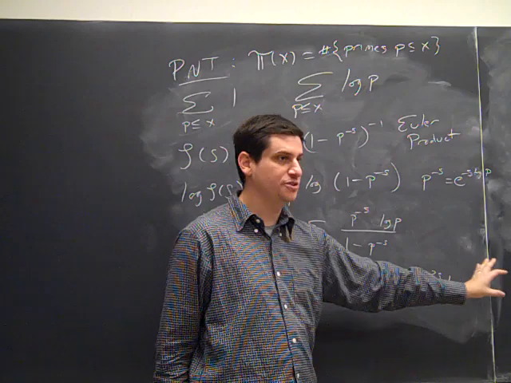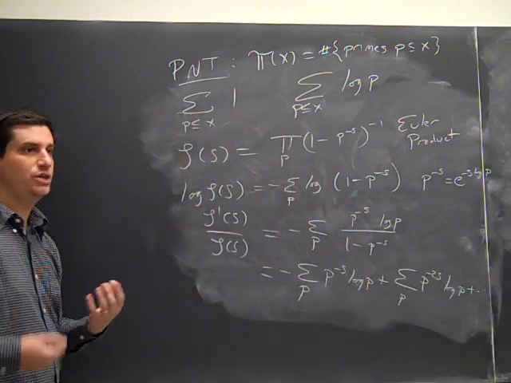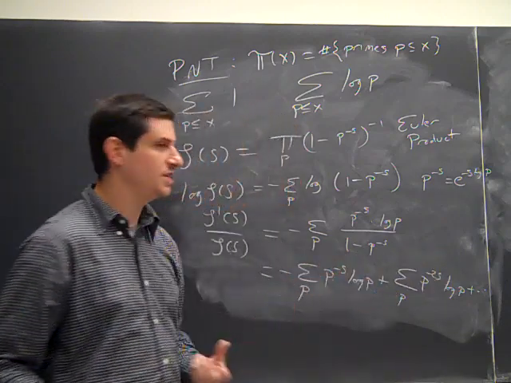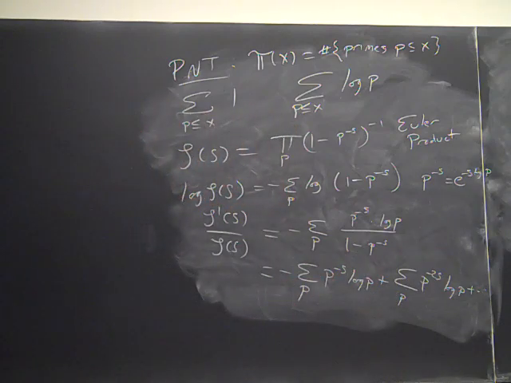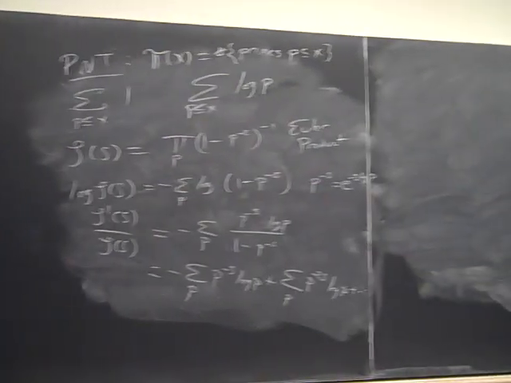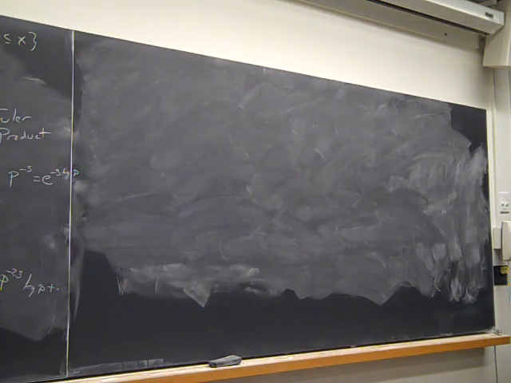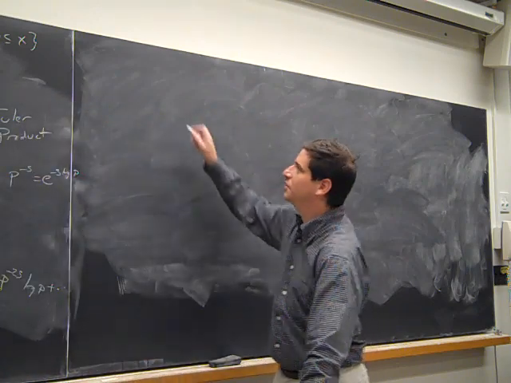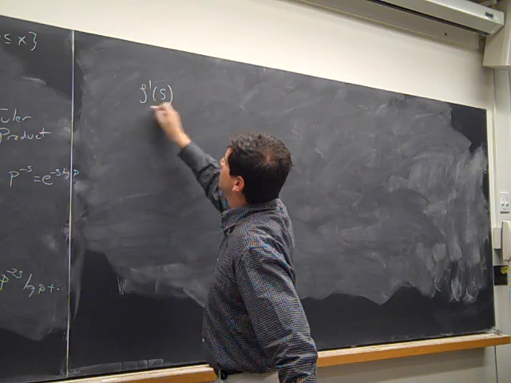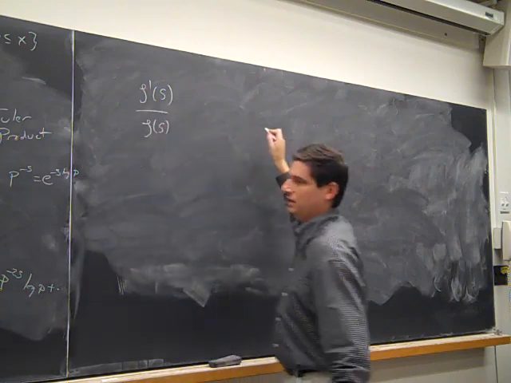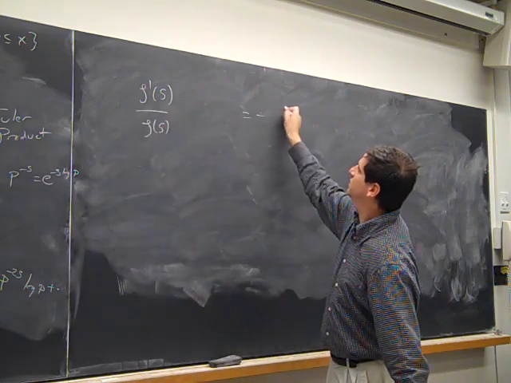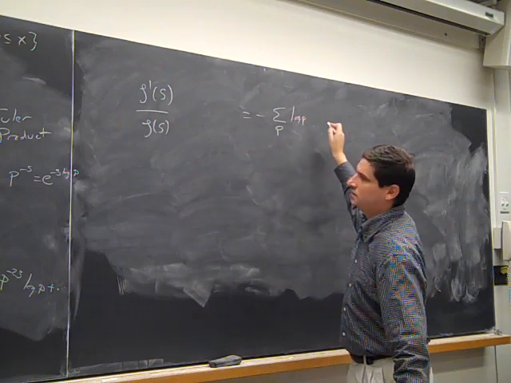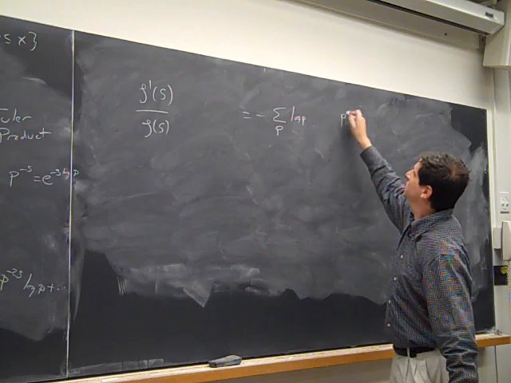I'm not going to worry about these other terms. Of course, if you're proving the prime number theorem, you have to worry about all of them. But I'm going to say, let's just ignore all of these, and let's just study the sum of p to the minus s log p. Okay? So all we'd have to do is just do some bookkeeping on the remainder. We've almost got the proof of the prime number theorem. It'll be close. So we have zeta prime of s over zeta of s, leave a little space, is negative sum over p of log p times p to the minus s.